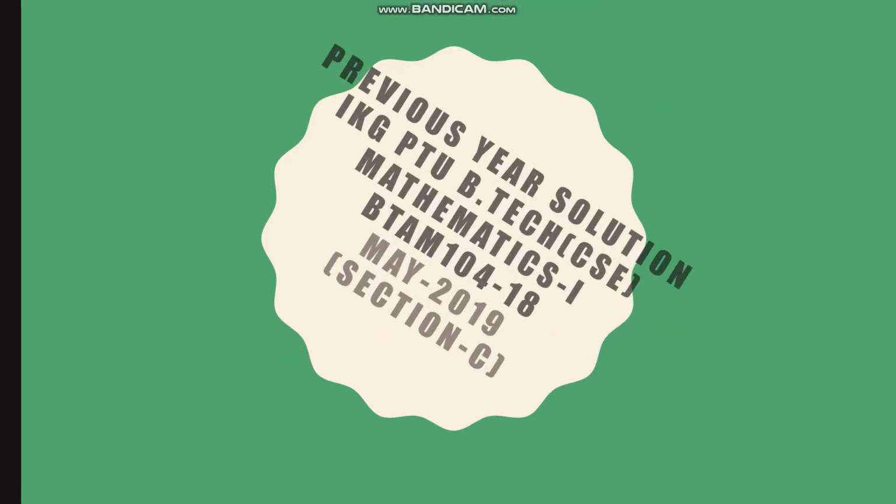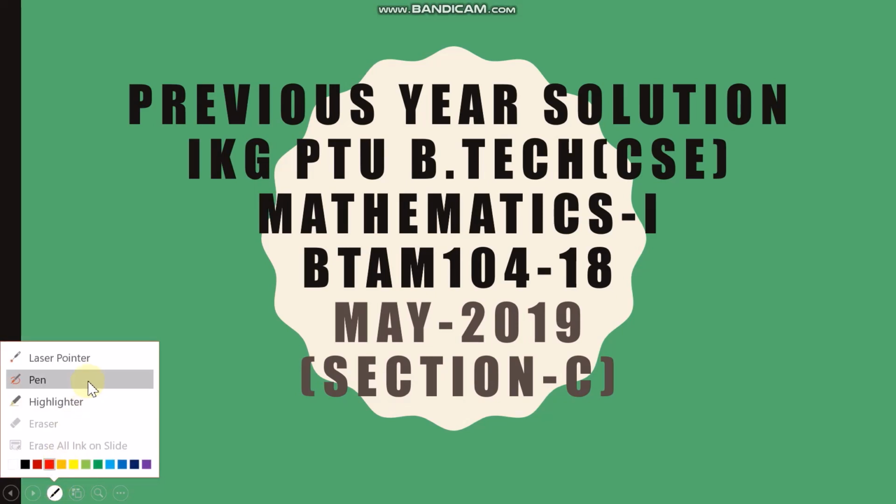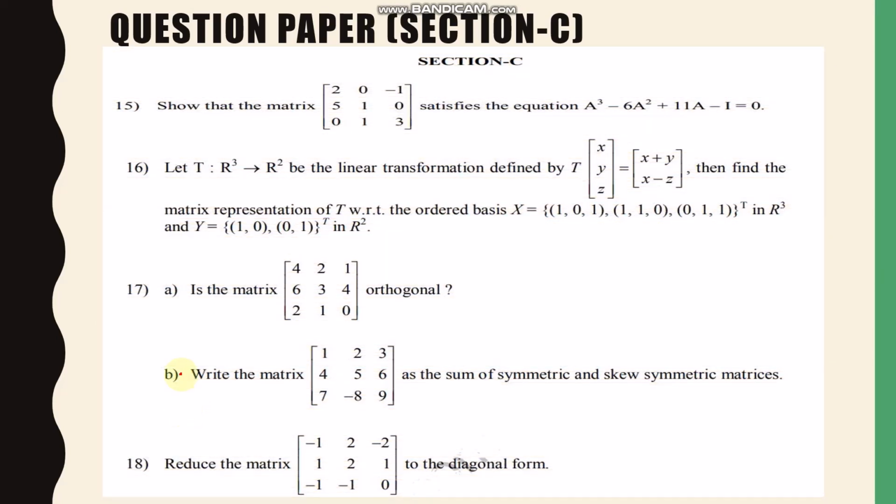This video is in continuation to my previous video. In this video, we will discuss section C of my 2019 paper of Mathematics-1. So let's begin. You can have a look at section C of the question paper. It consists of 4 questions and you have to do at least 2 questions from this section. So let's start with question number 15.